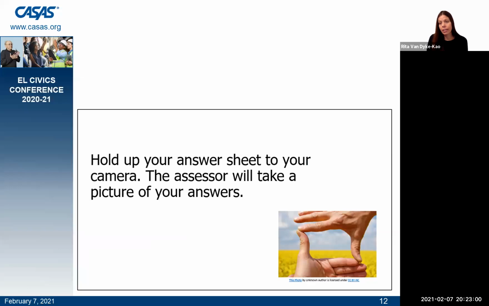Okay, once they've completed the task, the assessor would ask the student to hold up their paper and the assessor would take a screenshot. So that way they would have the answers.